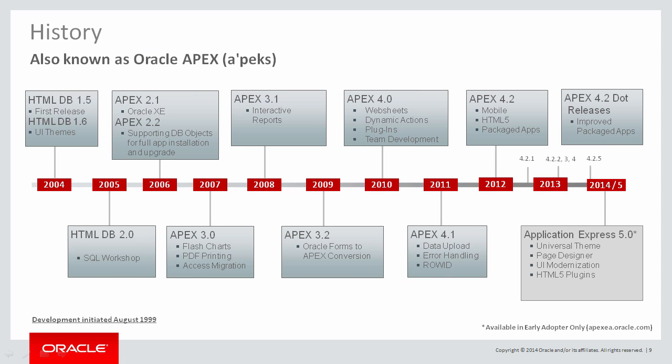Oracle Application Express, or Oracle Apex, was first released back in 2004, and back then it was actually called HTMLDB. Today I'm going to be talking about Application Express 4.2, which was when we first delivered our mobile capabilities, and also new features that are coming with Application Express 5.0, which is due this financial year.